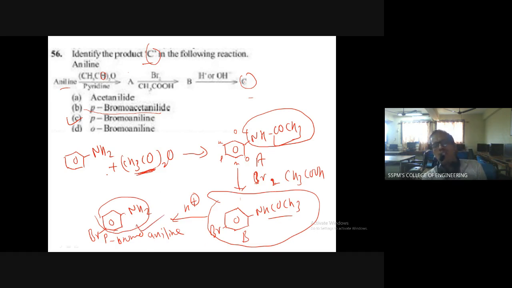Okay. But overall sequence is this. First, aniline will react with acetic anhydride to get hydrogen of amine group replaced by COCH3. This is called as acetylation reaction. And when we add bromine, so bromine will go to the para position to this group, NHCOCH3 group. So here it will come. So here it has come. And then after hydrolyzing it, this NHCOCH3 will be converted to NH2. Okay.